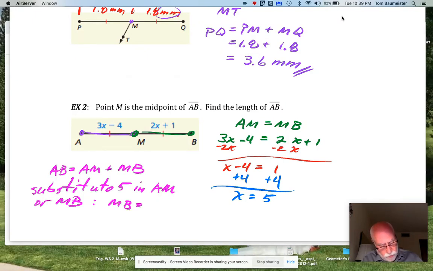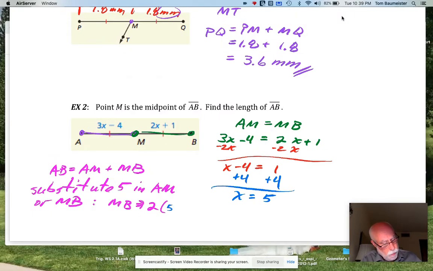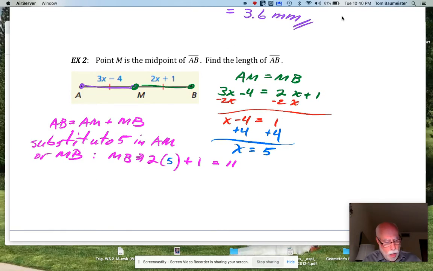So we know that we're going to have 2 times 5 plus 1. So that will tell us that the length of MB is equal to 11. So since MB is equal to 11, we know that AM also has to equal 11. So the total length of AB is going to be 11 plus 11, which is equal to 22.